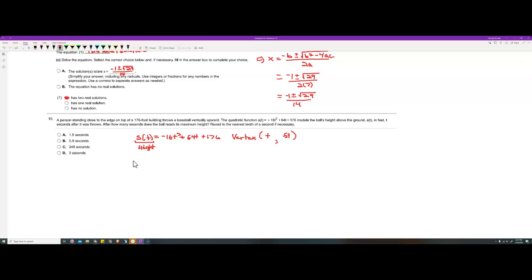So I'm going to use my vertex formula because this is in standard notation. The x-coordinate of the vertex is the opposite of b divided by 2a. So that's going to be the opposite of 64 divided by 2 times negative 16. And that is 2. Okay, so what that means is at 2 seconds after it's been thrown, it's at its maximum height.